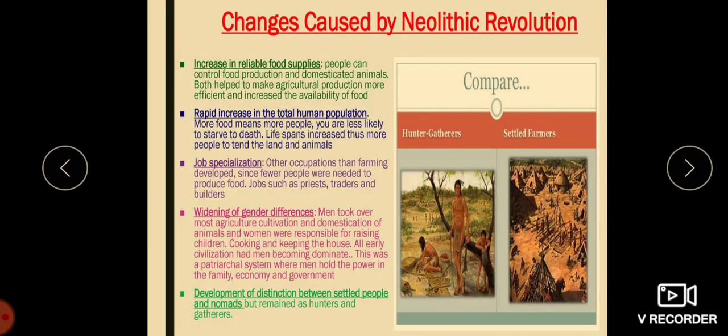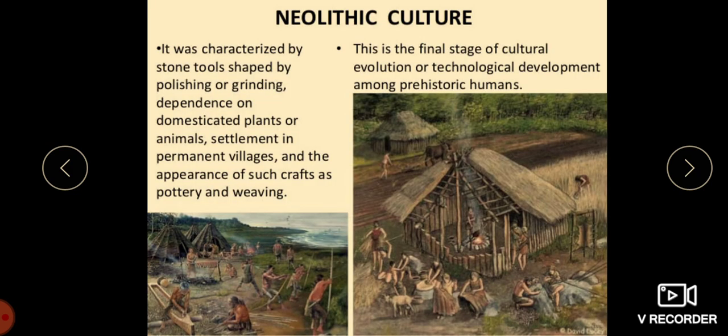Okay, children. Now, what were the changes caused by the Neolithic revolution? So, there was an increase in reliable food supplies. There was a rapid increase of the population, and also there was job specialization, like hunting, agriculture, carpenter, making the tools. All these came into existence, and also the priests, traders and builders, widening of gender differences between male and female, and also the development of distinction between the settled people and the nomads.